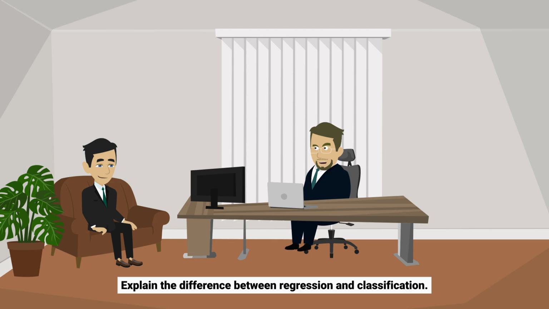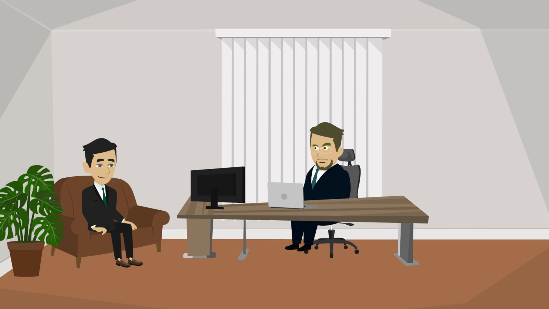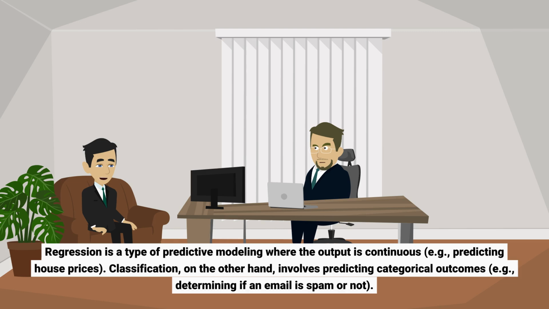Explain the difference between regression and classification. Regression is a type of predictive modeling where the output is continuous, e.g., predicting house prices. Classification, on the other hand, involves predicting categorical outcomes, e.g., determining if an email is spam or not.